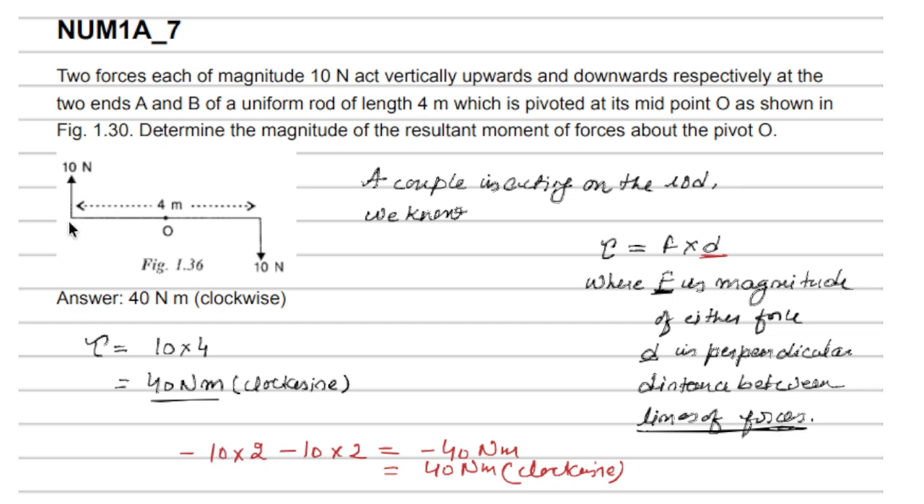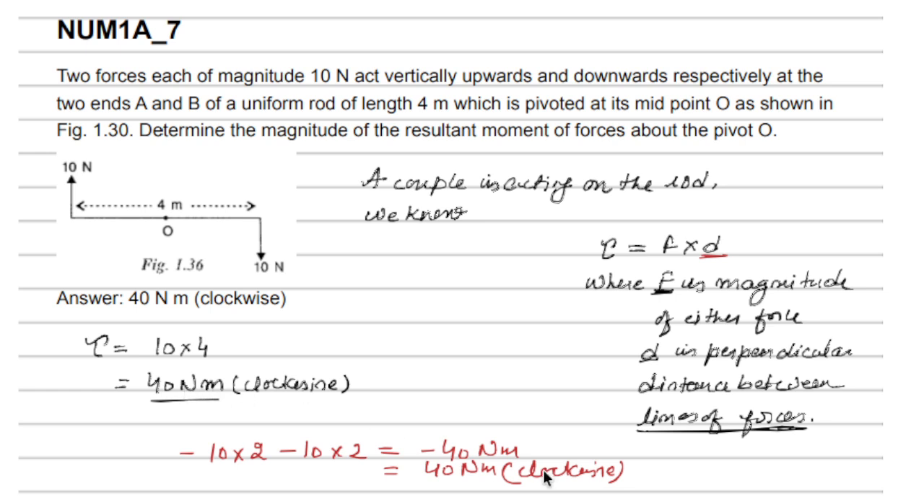And then what about this? This will also rotate about this point. The rotation will be clockwise, so it will also be taken negative. So it will be minus 10 into 2. Again, minus 10 into 2 will be minus 40 Newton meter. Or if we want to show the negative sign, we will say 40 Newton meter in the clockwise direction.